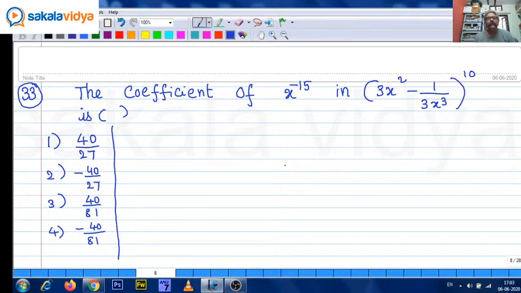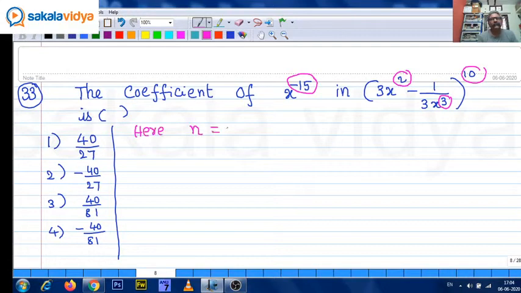So now the coefficient of x to the power of minus 15 we need to find out. Okay, let me explain. What is the p value? What is the n value? What is the s value? And r we need to find out here. See, this is p, this is q, this is n, and this will be s.